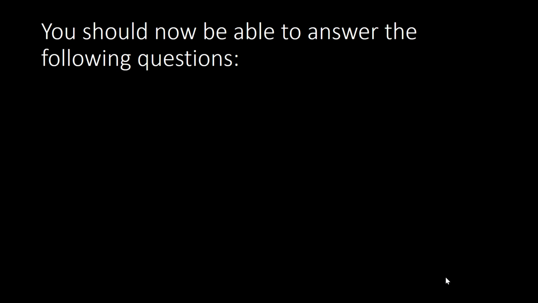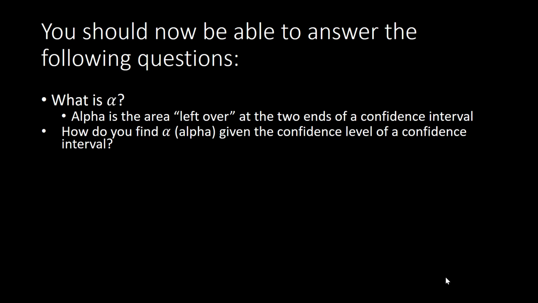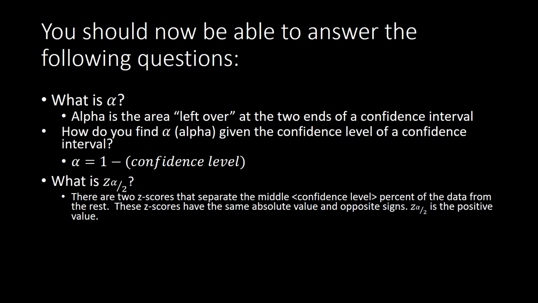You should now be able to answer the following questions. What is alpha? Remember, alpha is the area that is left over at the two ends of the confidence interval. How do you find alpha given the confidence level of a confidence interval? Alpha is 1 minus your confidence level. Remember, you first have to convert the confidence level from a percent to a decimal in order to do this calculation. What is z of alpha over 2?